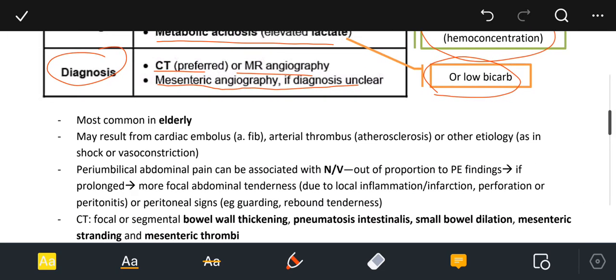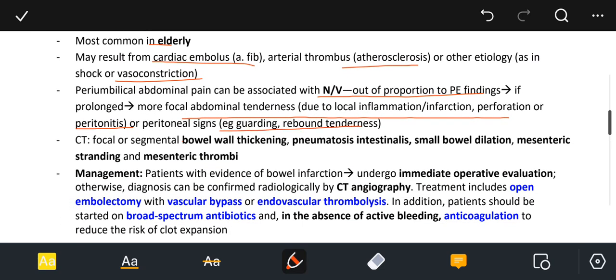Most common in the elderly, may result from cardiac embolus, atrial fibrillation, arterial thrombus, atherosclerosis, or other etiology as in shock or vasoconstriction. The periumbilical abdominal pain can be associated with nausea and vomiting, out of proportion to the physical examination findings. If prolonged, more focal abdominal tenderness due to local inflammation, infarction, perforation, or peritonitis, or peritoneal signs, for example, guarding and rebound tenderness.